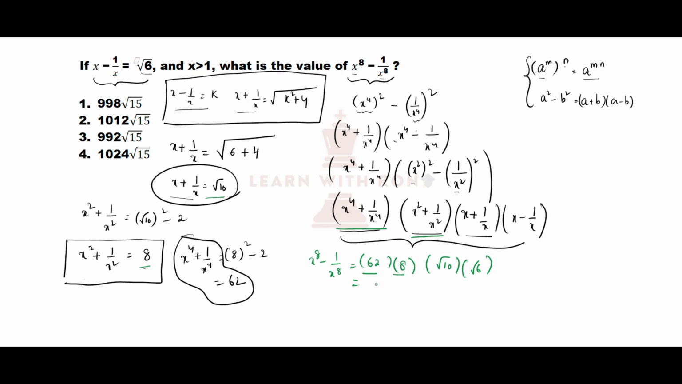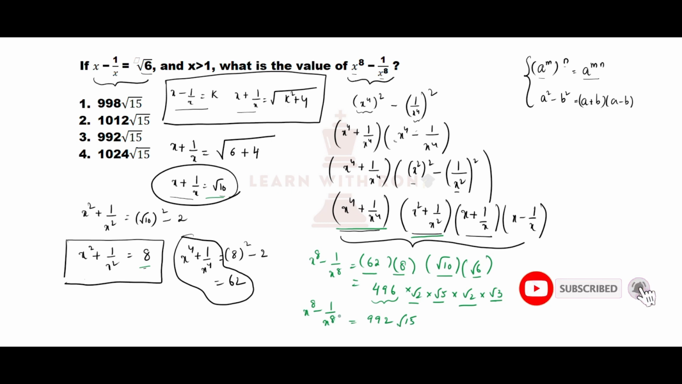480 plus 16, which is 496, multiplied with square root of 10 can be written as square root of 2 into square root of 5, square root of 6 can be written as square root of 2 into square root of 3. See here, square root of 2 multiplied with square root of 2, we get the value 2 here, and 2 multiplied with 496, we get the value as 992, and square root of 5 multiplied with square root of 3 how much? Square root of 15, which is the value of x to the power of 8 minus 1 by x to the power of 8, which is option number 3 here.